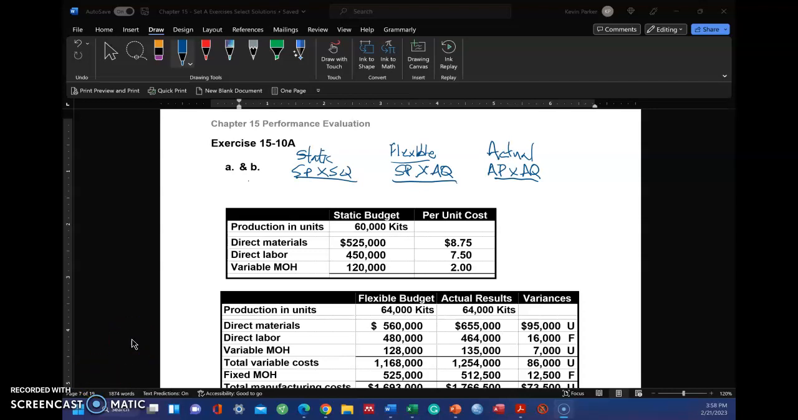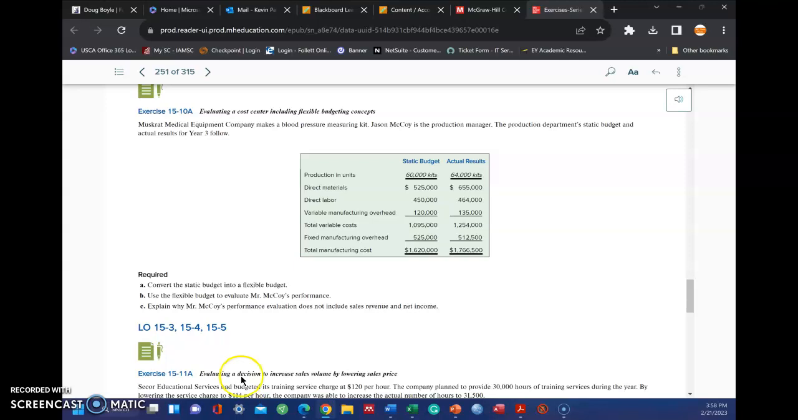In this video, we're going to look at exercise 15-10A. And the problem, let's get the book over here. Let me change screens that I'm recording on and get the book over there. All right, good. According to the book, we're given a static budget and an actual results budget. We're asked to calculate the flexible budget. And just in case, let's make sure we understand what we're being asked to calculate.